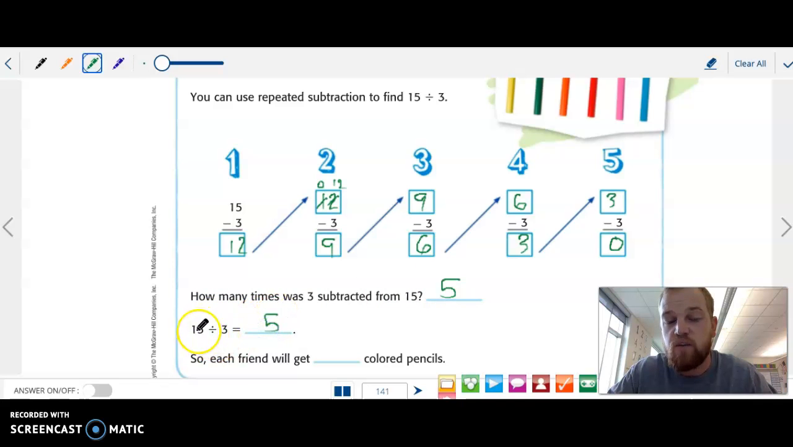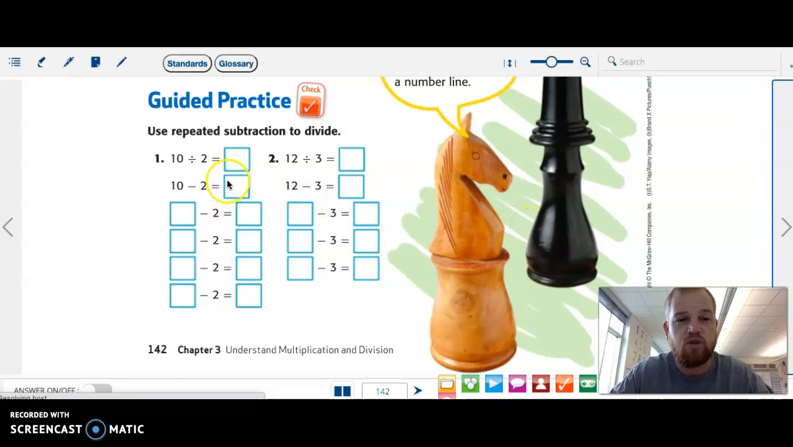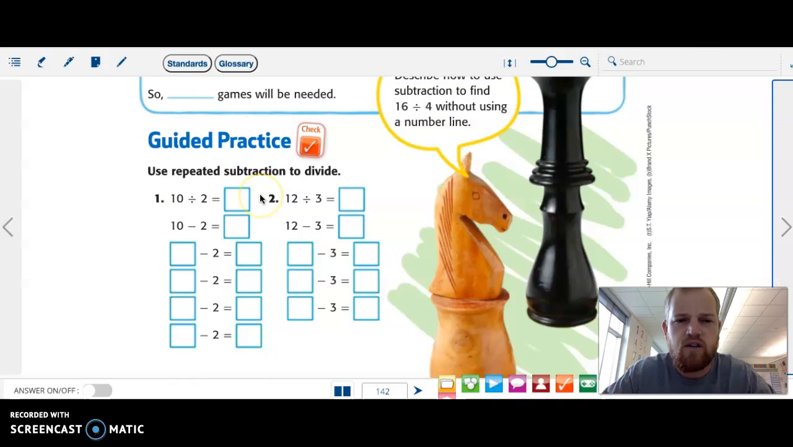That's saying that if I break my 15 colored pencils up among 3 of my friends, each friend will get 5 colored pencils. I'm really just using subtraction, but I was able to solve a division problem. Let's look at our guided practice down here. Independent practice is what you'll be working on today, but let's look at our guided practice first.